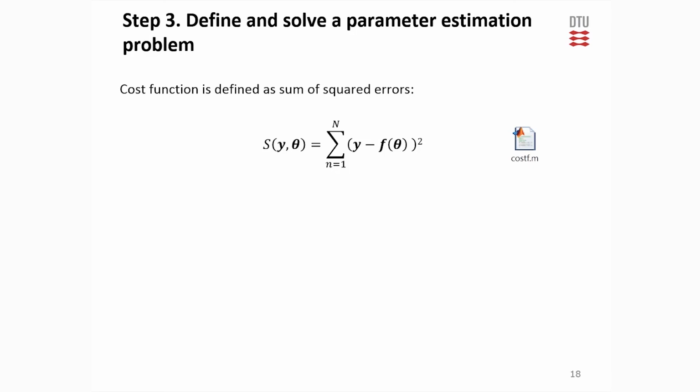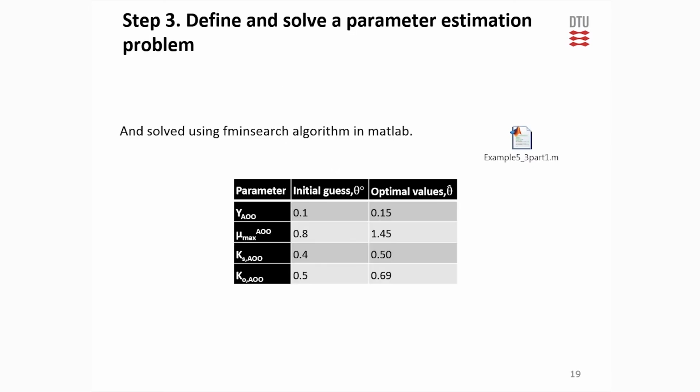This optimization problem is solved using the fminsearch algorithm in MATLAB. This part is implemented in the file example5_3 part1.m. The outcome of the solution is the optimal values for the parameter estimators shown in the table.